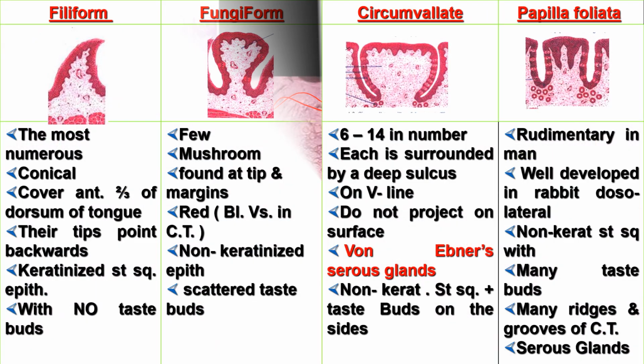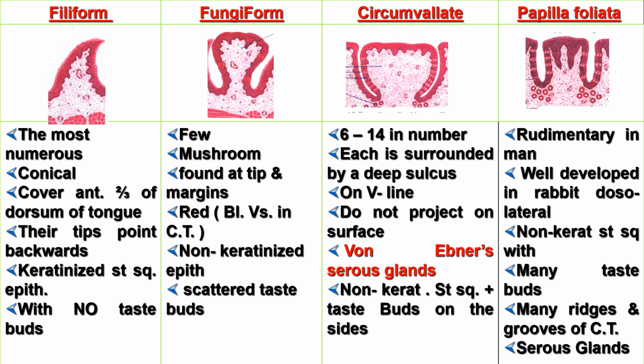Here is a comparison between the four types of papillae. The most numerous is filiform, followed by fungiform, and the least number is circumvallate papillae. Rudimentary in man is foliate papillae. Filiform is conical in shape, while fungiform has a narrow base and a wide apex. Circumvallate is the same as fungiform, but it is surrounded by a deep groove and doesn't project to the surface.